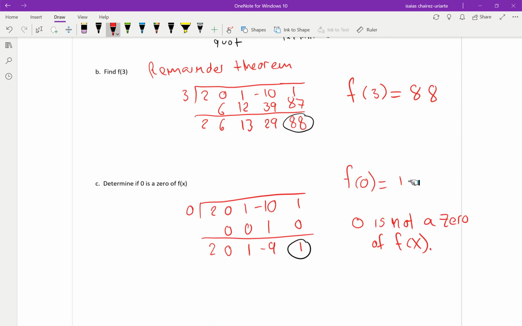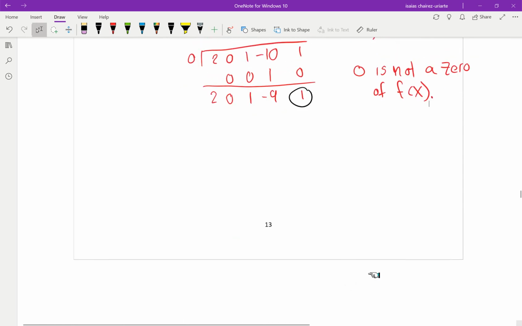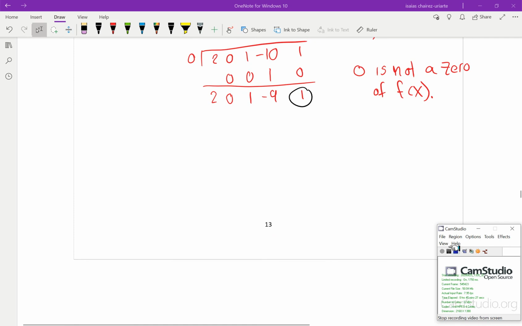All right, so that is it for this section, 4.3. Definitely this is a good skill to have, long division, synthetic division of polynomials, and you'll definitely use it to graph further polynomials by hand.